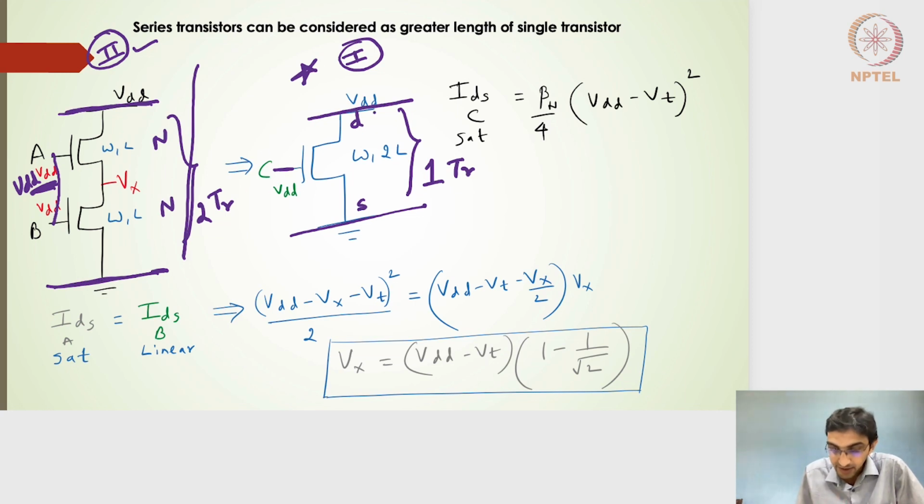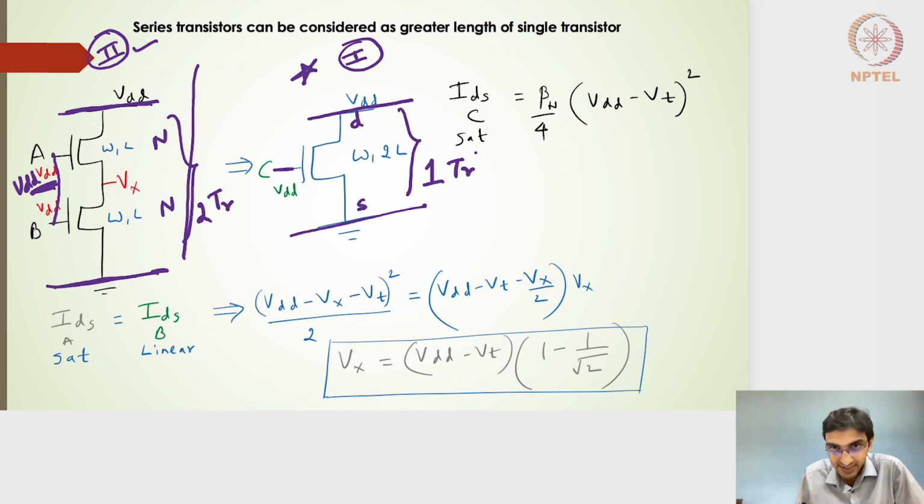Okay. The first one is, out of the two configurations, the first one is very easy to realize or understand, or to write down the current equations. So let me start with that. Let me begin with writing the current equation for the first transistor, first configuration. I'm writing IDS for the C transistor, and I'm writing it as saturation region.